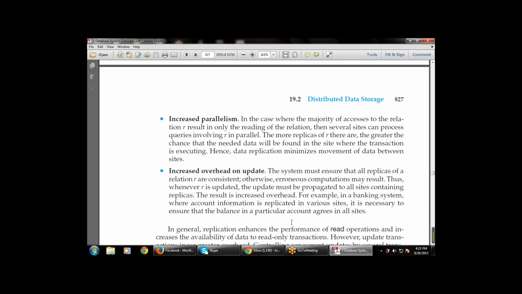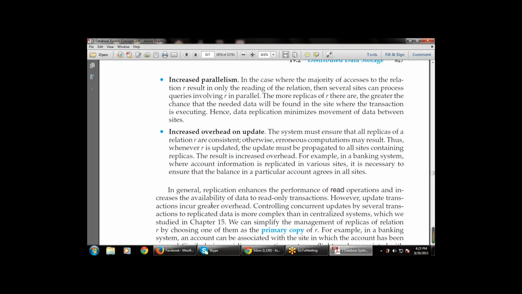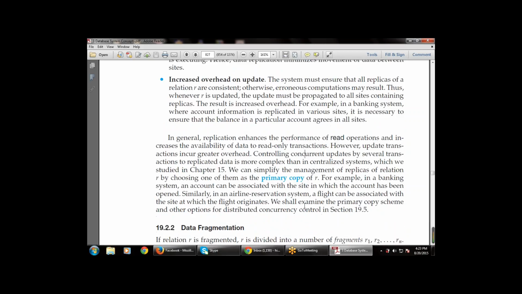Then increased overhead on update, which is a limitation. More cost is required on every update. If there is any update, all the sites have to be updated with the same data, so it costs too much and increases the overhead. In general, replication enhances the performance of read operations and increases the availability of data to read-only transactions.